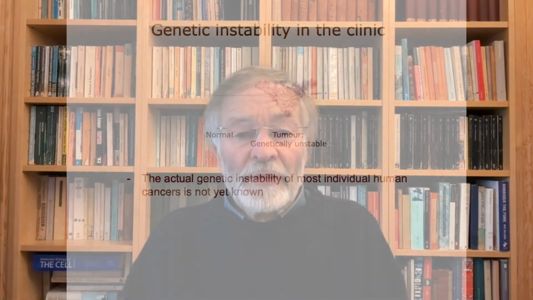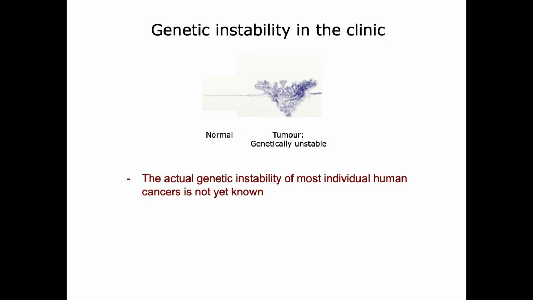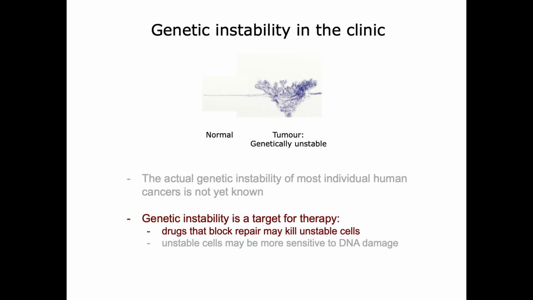To finish with genetic instability, a couple of final comments. First of all, the actual genetic instability of most human cancers is not yet known. So if you go to the hospital and you find a patient who has a cancer which has just been diagnosed, in general, even if it's genome sequenced, we don't know what the mechanism of genetic instability will be in most of these cases. Another very important point about genetic instability is that it's a target for therapy.